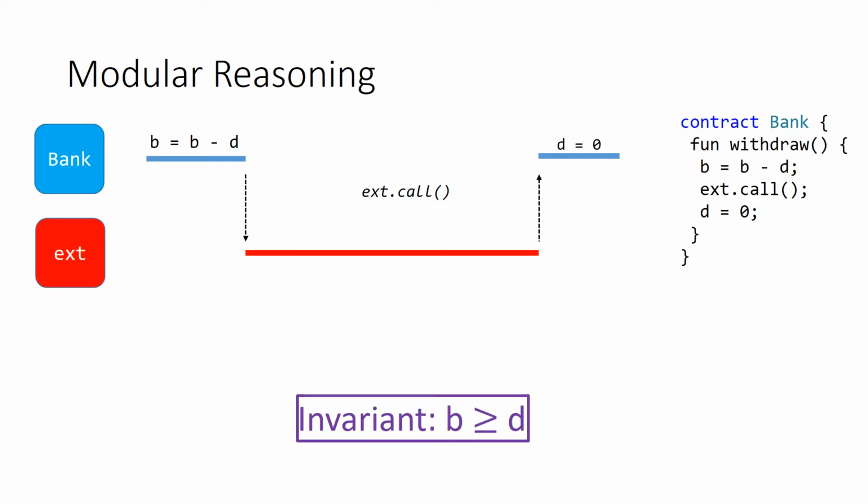Here is a simple example illustrating how callbacks pose a problem for modular reasoning. Bank is a contract with two global state variables. B is for the bank's balance, D is for the total deposits. We would like to show that the bank's balance is always greater or equal to the deposits. The withdraw function allows returning the deposit by a call to ext.